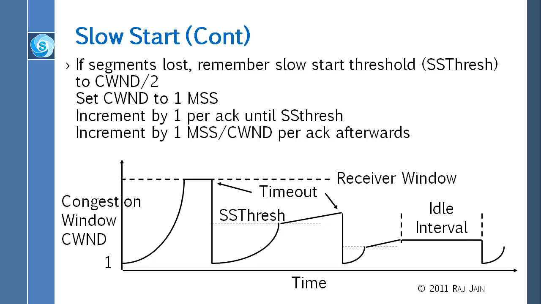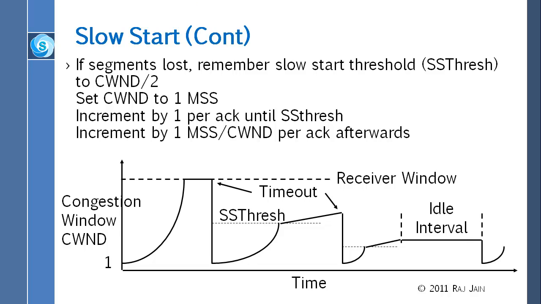So why is it exponential? Let me do it again one more time. First you start with 1. How many packets will you send? 1. 1 acknowledgement will come back, so your window will become 2. You will right away send 2 packets.